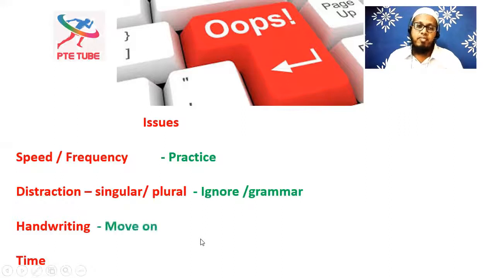Handwriting, again, if you're not able to figure out what you have written, don't waste time, just move on. Do the best you can and move on. Don't waste your time. All these things come with practice. Practice makes a man perfect. There are no shortcuts here. If PTE was so easy, then all might have gone 79 plus, isn't it? It looks very easy, but it isn't. It all comes with practice and your determination.